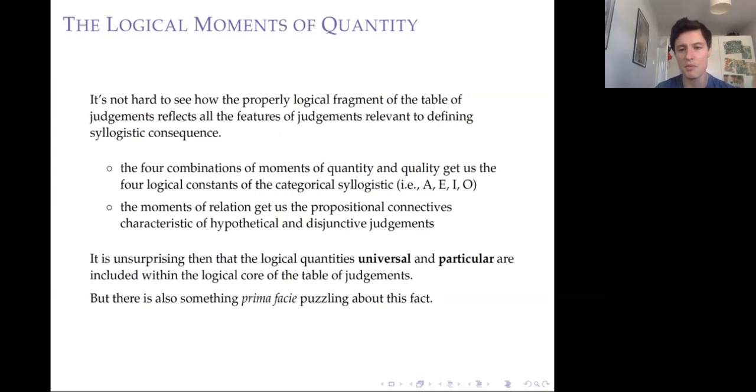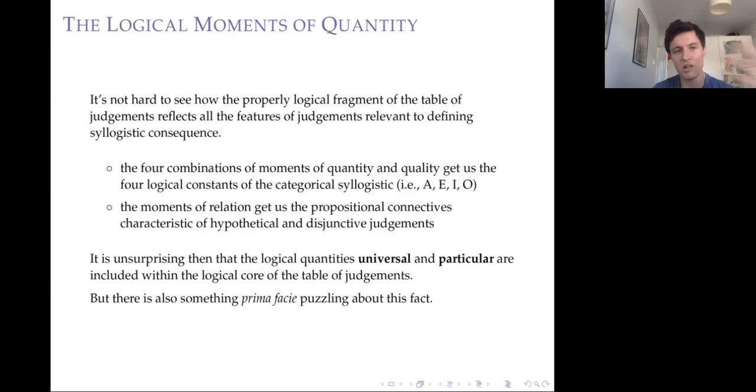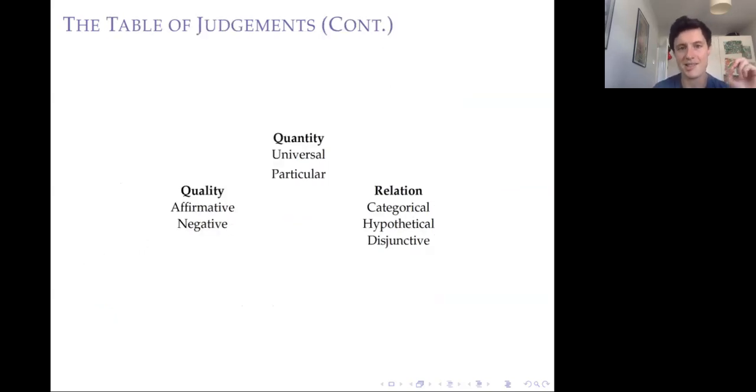And also we get the propositional connectives from the relation moments. We get something like a conditional from hypothetical and something like a disjunction from the disjunctive. So for this reason, there's not a huge puzzle about why we would find the quantities in the table, because as is clear from this, they're needed to specify the constants.